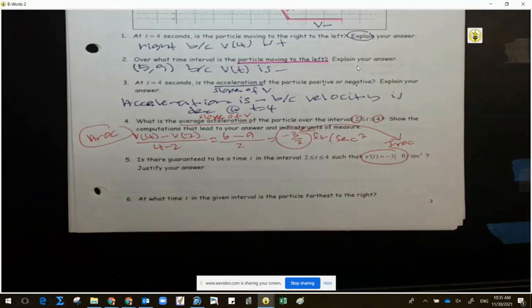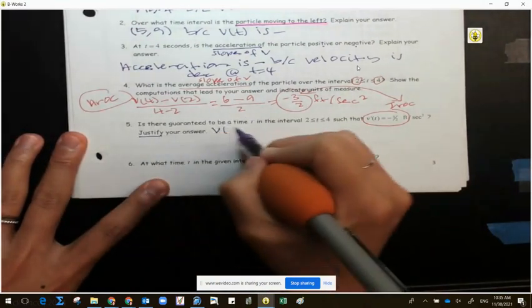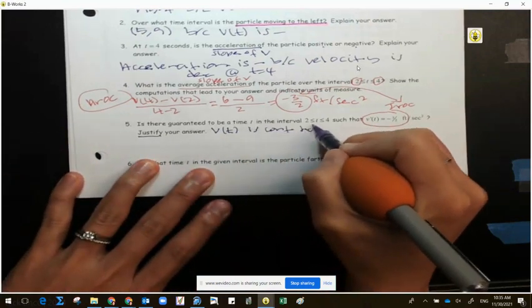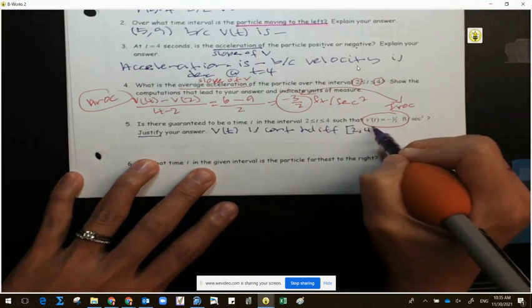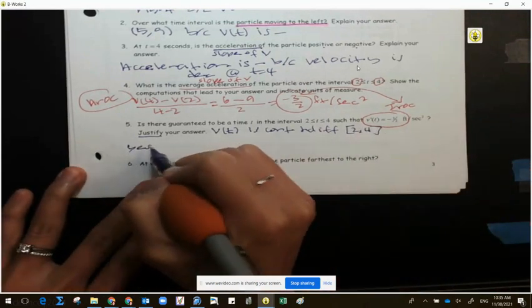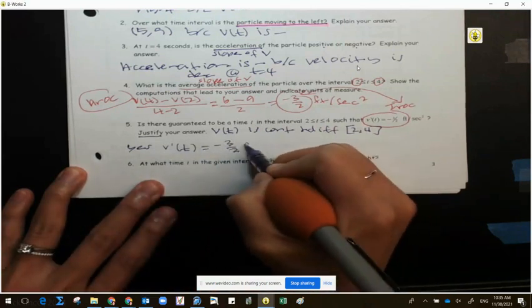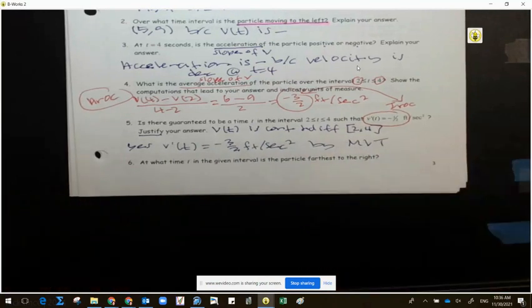Was that mean value theorem or intermediate value theorem? Mean value theorem. So let's write on here, we have the condition. Because it says justify, I need to go ahead and kind of define what that means. V of t is continuous and differentiable. And the interval that they gave us was 2 to 4. So we could say yes. V prime of t is equivalent to negative 3 over 2 feet per second squared by the mean value theorem. So really in the end, number 4 and 5 were intentionally made so that they are equivalent.